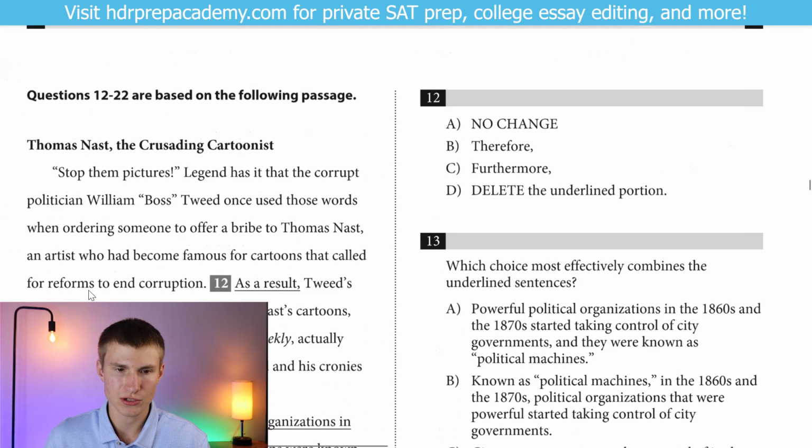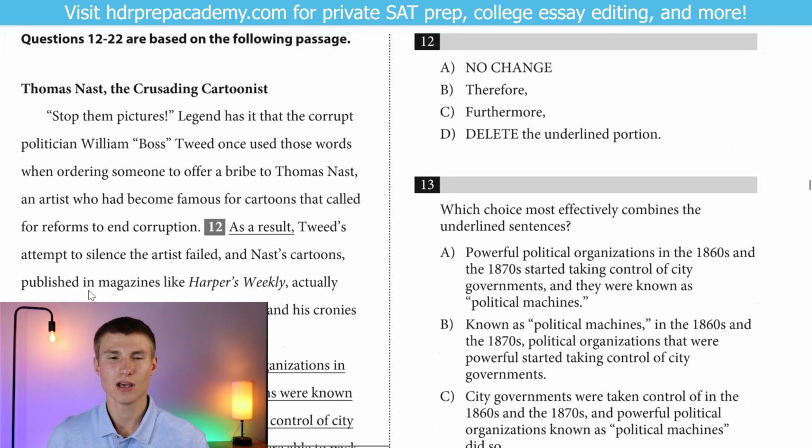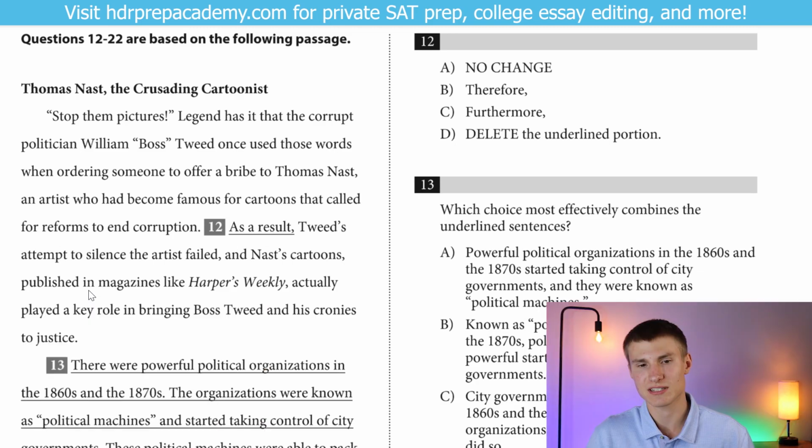All right, so passage number 2, we have Thomas Nast, the crusading cartoonist. Stop them pictures. Legend has it the corrupt politician William Boss Tweed once used those words when ordering someone to offer a bribe to Thomas Nast, an artist who had become famous for cartoons that called for reforms to end corruption. Now I've got some transition word or potentially no transition word since we have answer choice D. So I'm going to go ahead and read this next sentence.